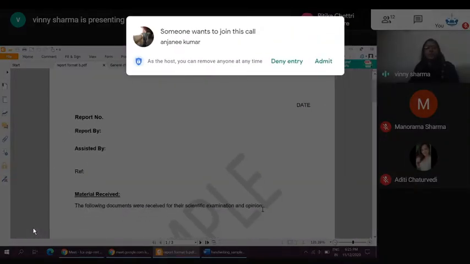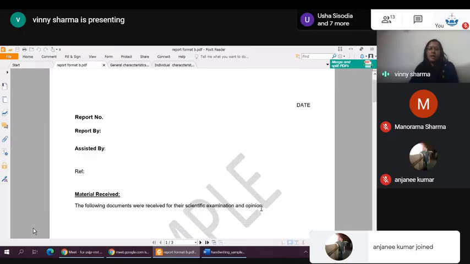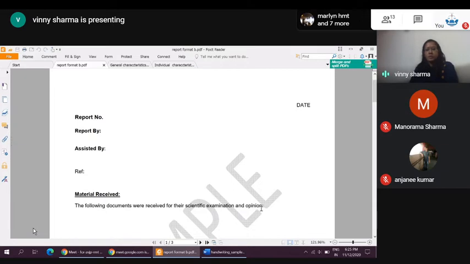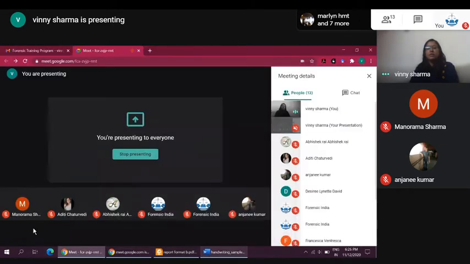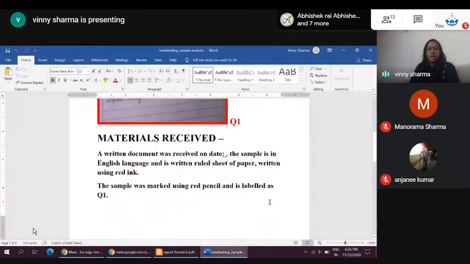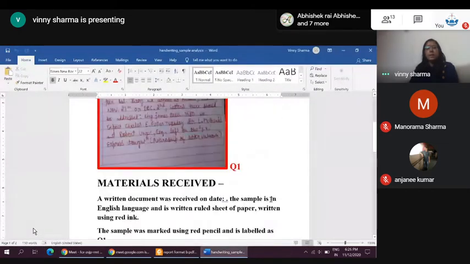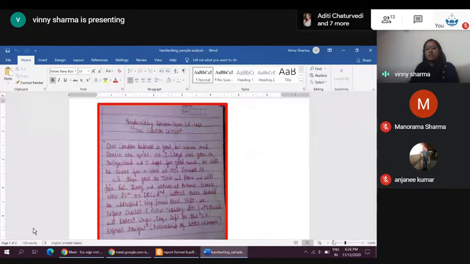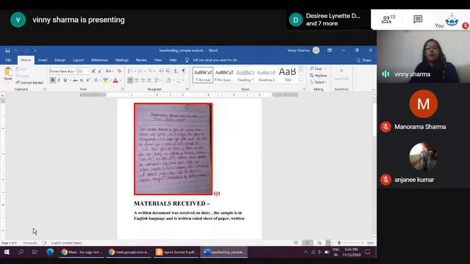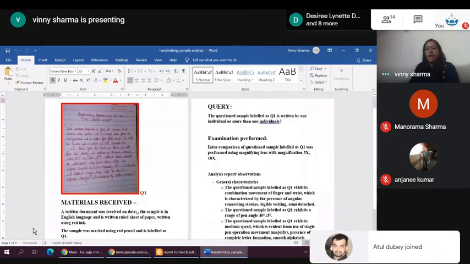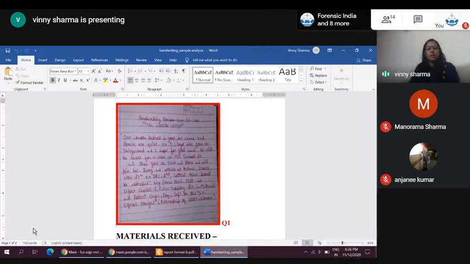Okay. See, when you're talking about comparison of handwriting, basically you are supposed to perform a number of comparisons. That is, number one is to be called as intra-comparison. Then comes your inter-comparison. Okay. But before that, this has to be done. The preparation of your evidentiary sample has to be done. You have to perform the labeling and the marking of your particular document.